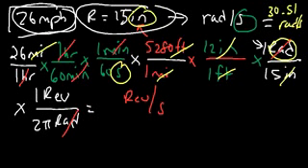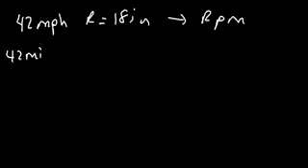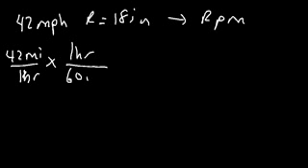All right, let me do a different example, but with converting to RPMs. So let's say the speed is 42 miles per hour, and the radius is 18 inches. Convert it to RPMs, rotations per minute or revolutions per minute. So feel free to pause the video and try it. So we have 42 miles per hour. Now for this one, we don't want to convert to seconds, we want to convert to minutes. So 1 hour per 60 minutes. So that's all we're going to do with the units of time.